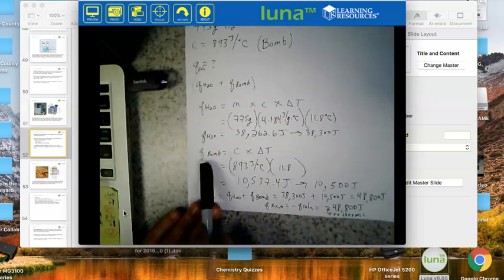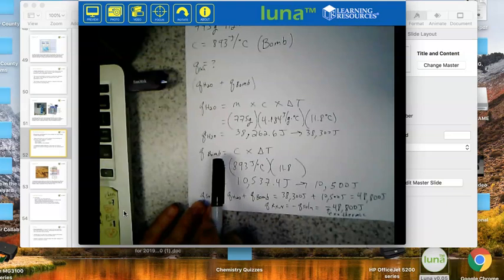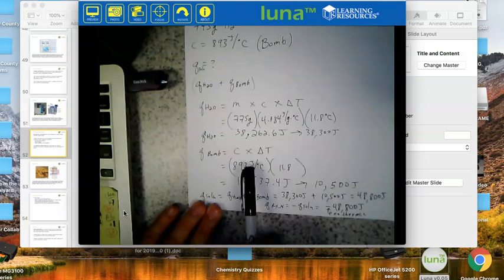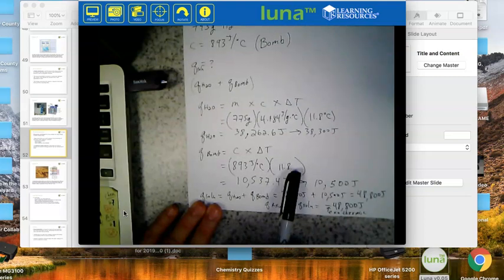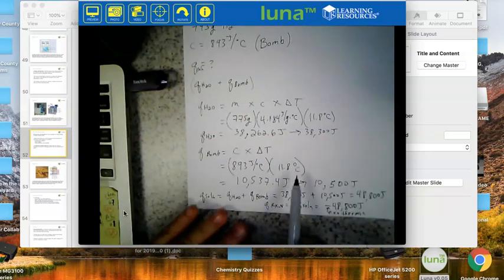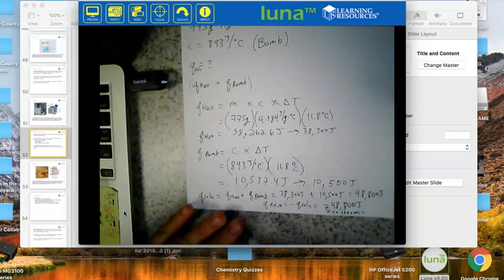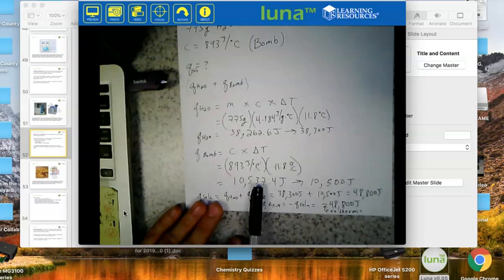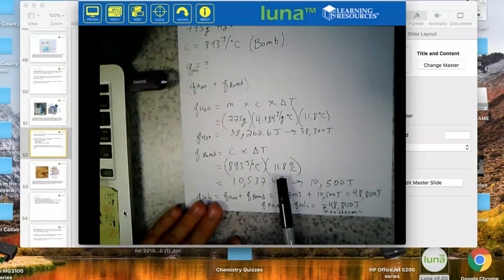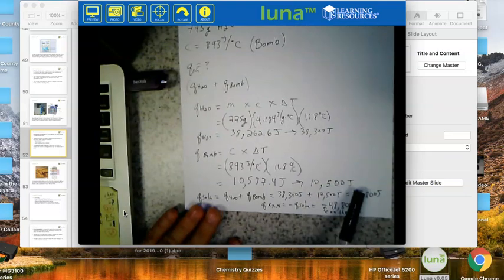All right, so the heat of the bomb is going to be equal to the heat capacity of the bomb calorimeter times the change in temperature. You notice the information they gave us, the units are in joules per degree Celsius. So when I multiply by the change in temperature, 11.8 degrees C, the units for degree C are going to cancel out, and I'm left with joules. All right, so I'm left with 10,537.4 joules. Let's round that to 3 sig figs. That's 10,500 joules.